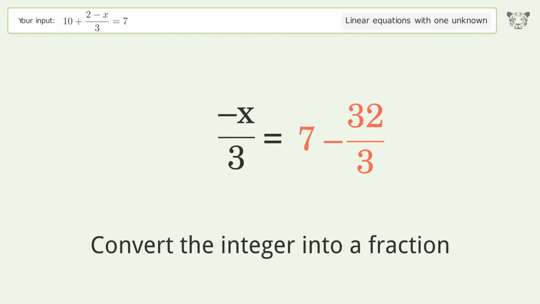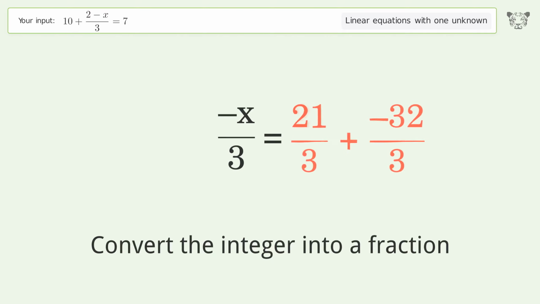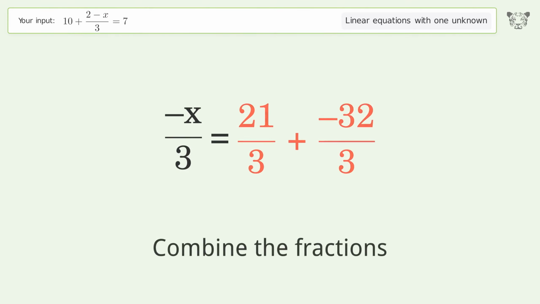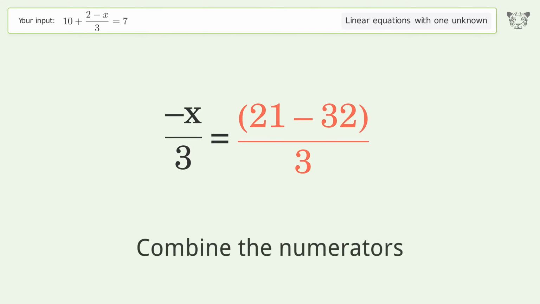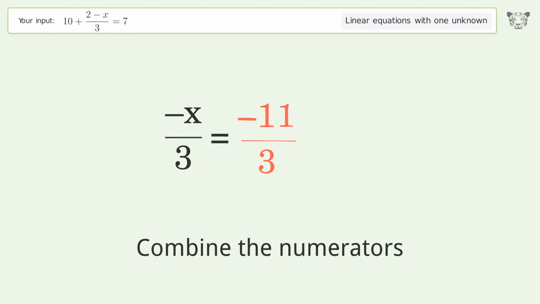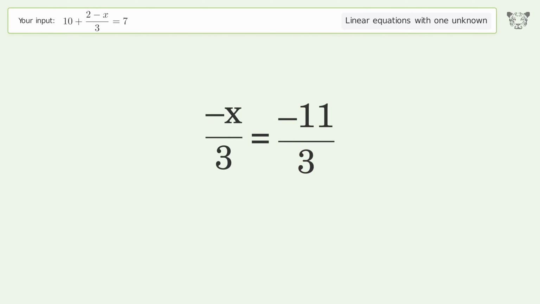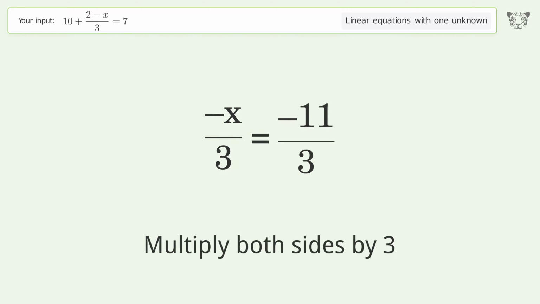Convert the integer into a fraction. Combine the fractions. Combine the numerators. Isolate the x. Multiply both sides by 3.